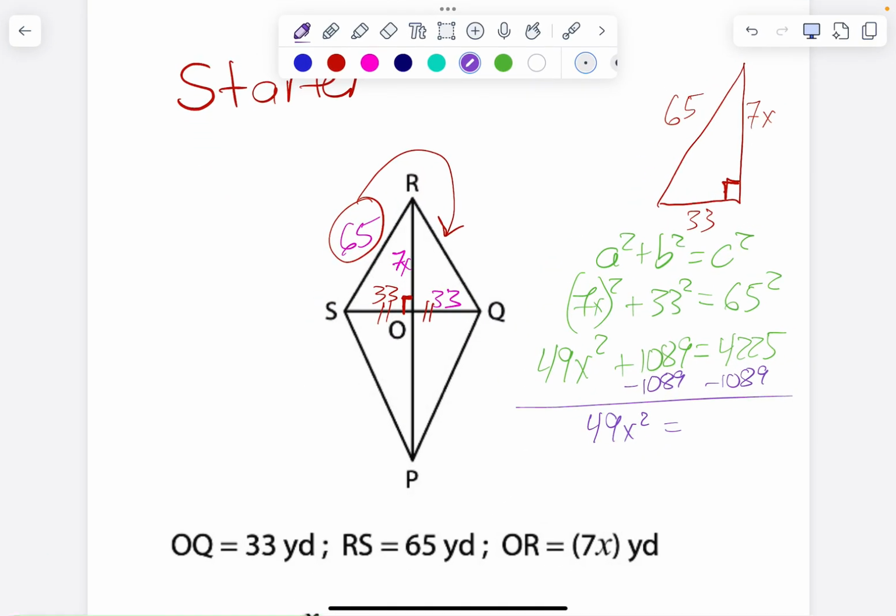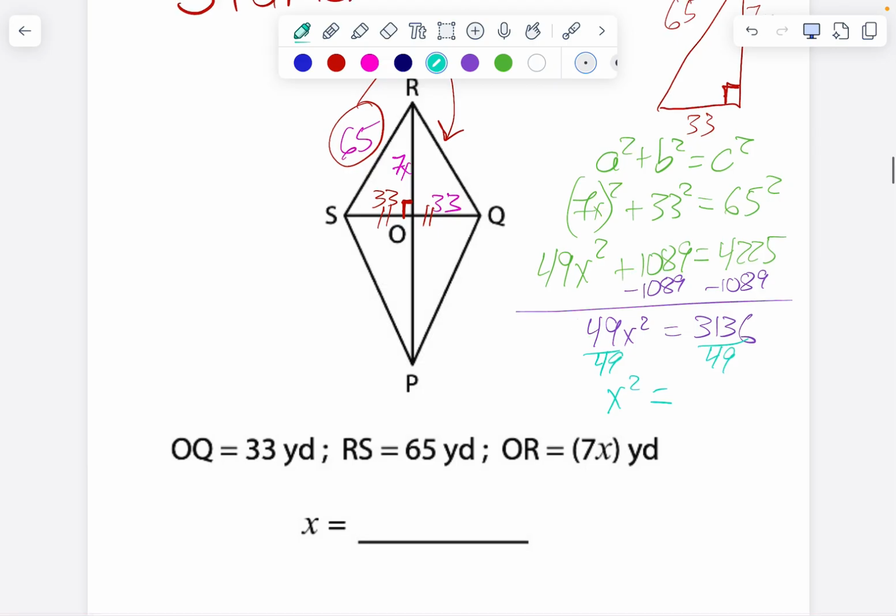3136. Divide by 49. How are we going to get this x squared by itself? How do you undo x squared? Square root, yeah. Okay, so I will show that here in just a second.